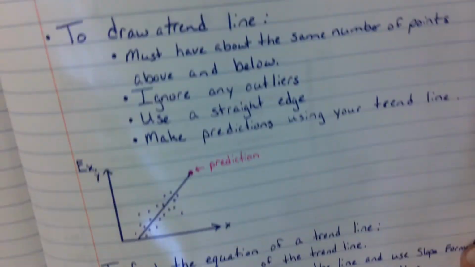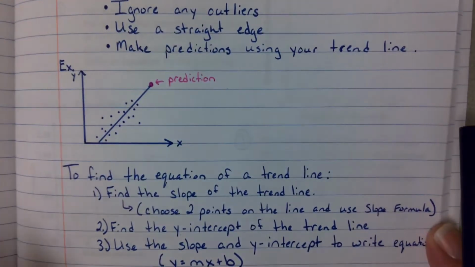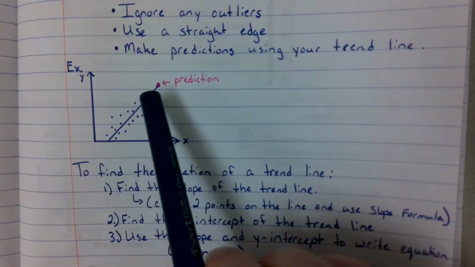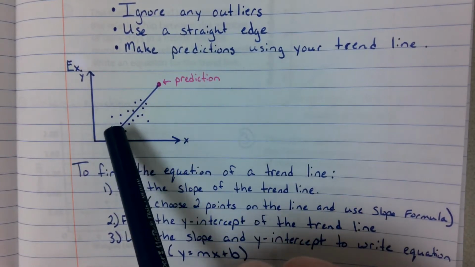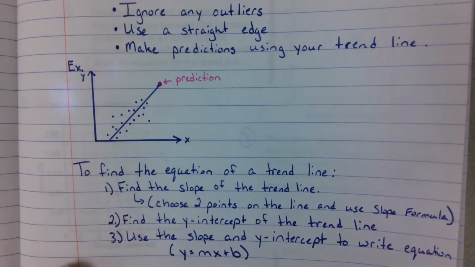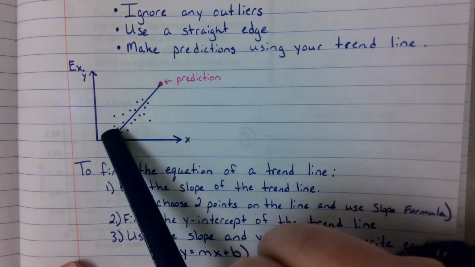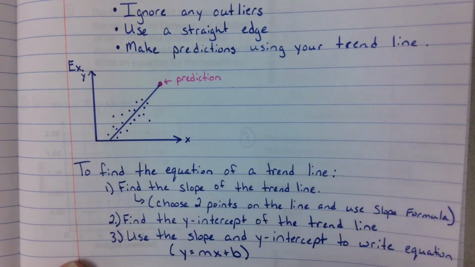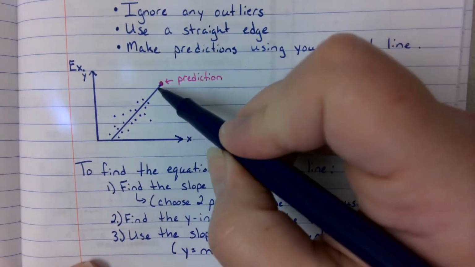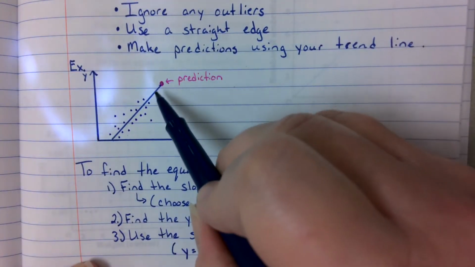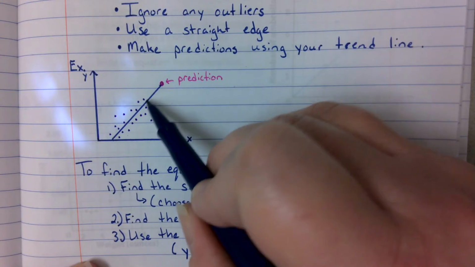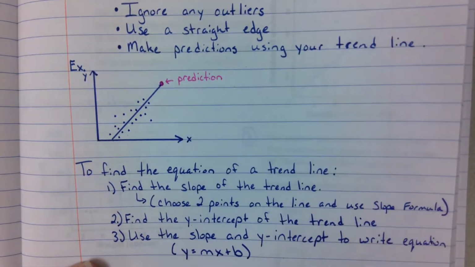So my first example I have here. Here was my scatter plot with these purple dots, and I'm not sure if you can tell those are purple. What I did was I drew my trend line here with a ruler. And then my prediction would be where this is at the end. So I can make a prediction about the data beyond what's on the scatter plot.